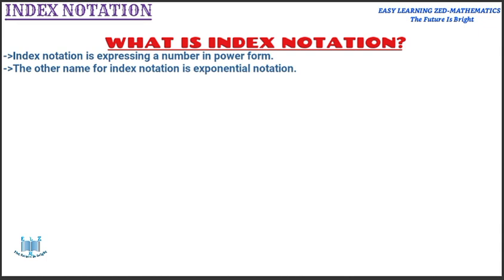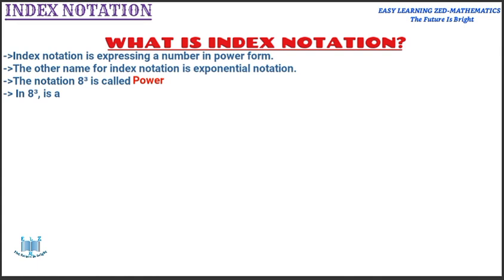The other point is that the notation 8 with a small 3 on top is called a power. So when you write a number in index notation, what you have written is called the power. If I write 3 raised to the power 2, the number and the exponent together are called the power.